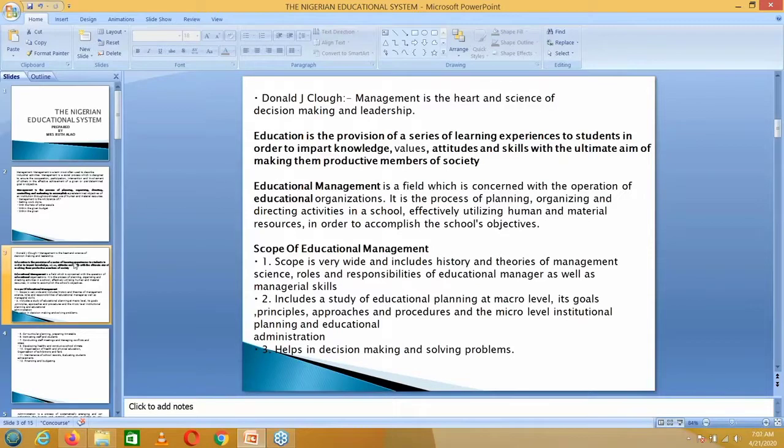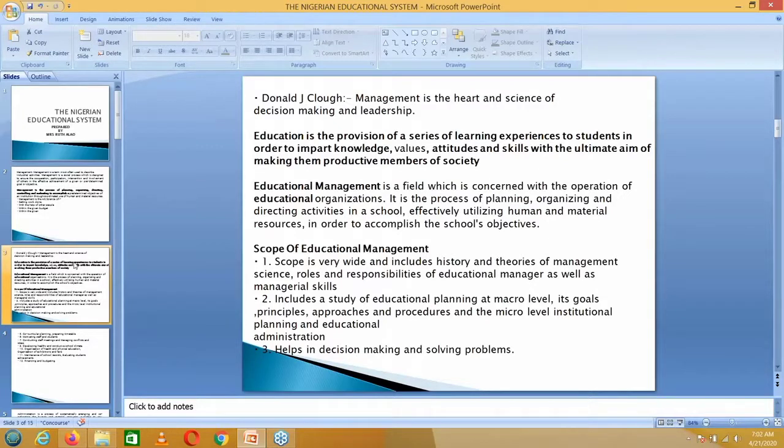While educational management is concerned about the operation of the educational organization, that are schools, institutions, and all that. It also looks at the process of planning, organizing, and directing activities in a school in order to accomplish the school's objectives. Every institution has its own aims and objectives, what they intend to achieve, how they want the education to impact the students, how they want their students to behave in terms of values, attitudes, and skills. Now let's look at the general scope of educational management.